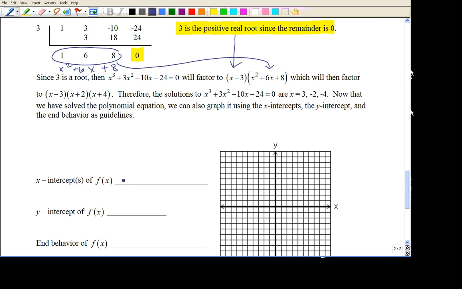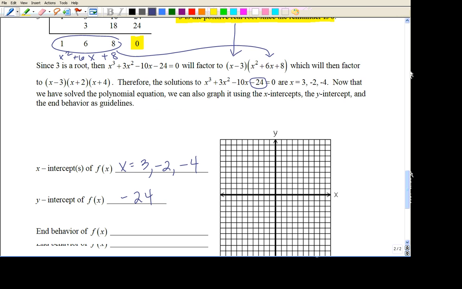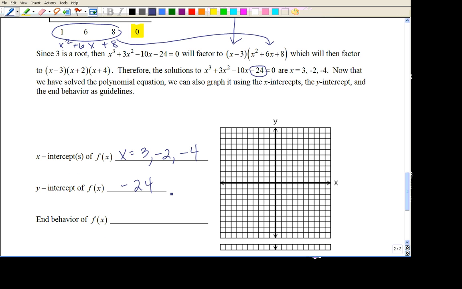So the x-intercepts, remember that they are at 3, -2, and -4, and we found that by factoring. And then the y-intercept, go back to the original equation, is our constant term. So here that's at -24. And then the end behavior, we'll talk about that in just a second. So let's go ahead and graph this polynomial.